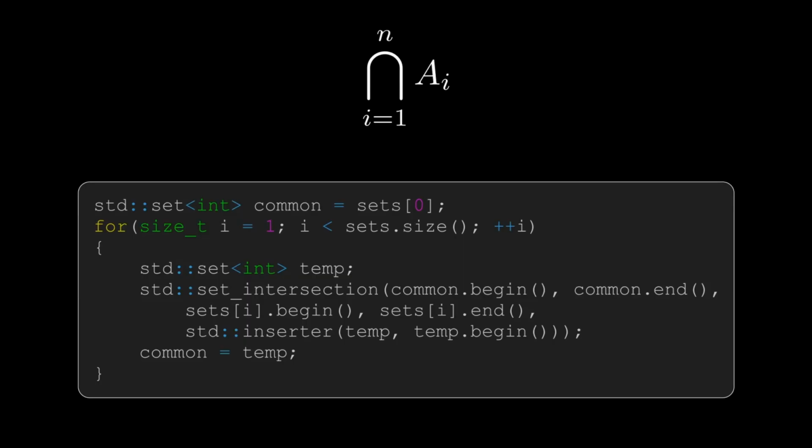In C++, we can capture this idea directly. We start with the first set, then repeatedly apply std::set_intersection with each new set, and with each step, the collection of common elements gets smaller until only the true intersection remains. The code mirrors the math beautifully, a loop that reduces many sets into their shared core.